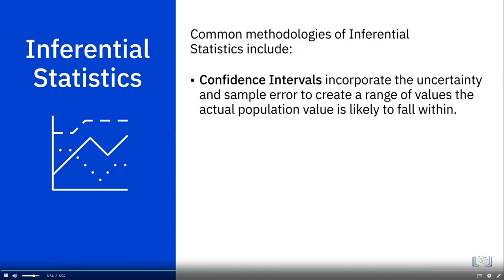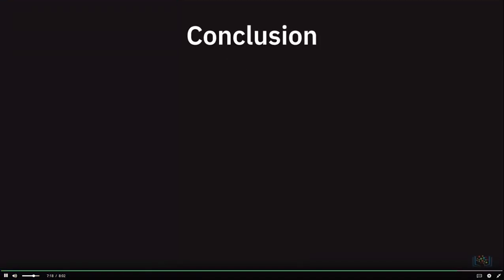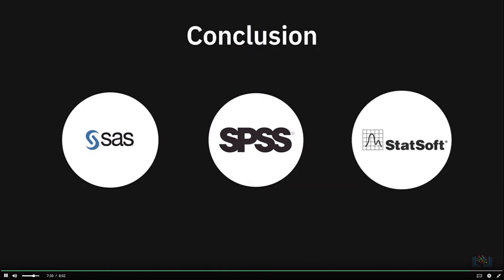Confidence intervals incorporate the uncertainty and sample error to create a range of values the actual population value is likely to fall within. Regression analysis incorporates hypothesis tests that help determine whether the relationships observed in the sample data actually exist in the population, rather than just the sample. There are various software packages to perform statistical data analysis, such as Statistical Analysis System, or SAS, Statistical Package for the Social Sciences, or SPSS, and StatSoft.